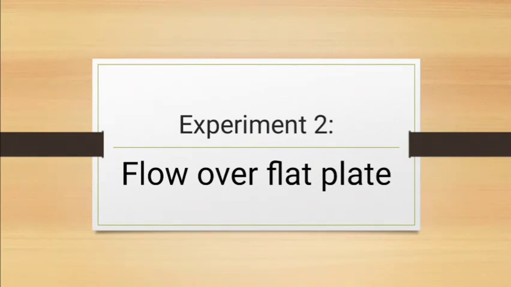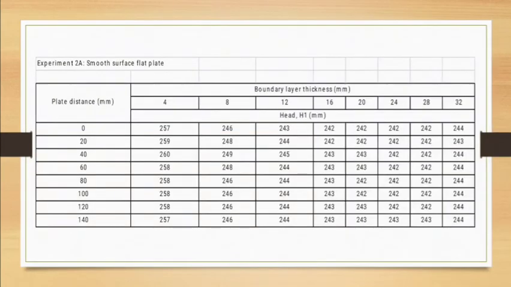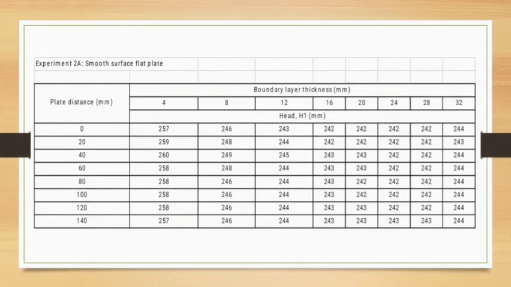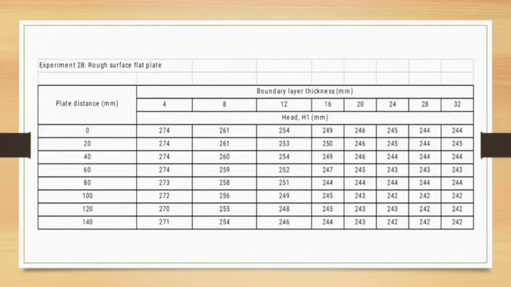I will explain about experiment 2, flow over flat plate. This is the data that are provided for us. This data shows experiment 2A, the smooth surface flat plate, while this is for experiment 2B that represents the rough surface flat plate.